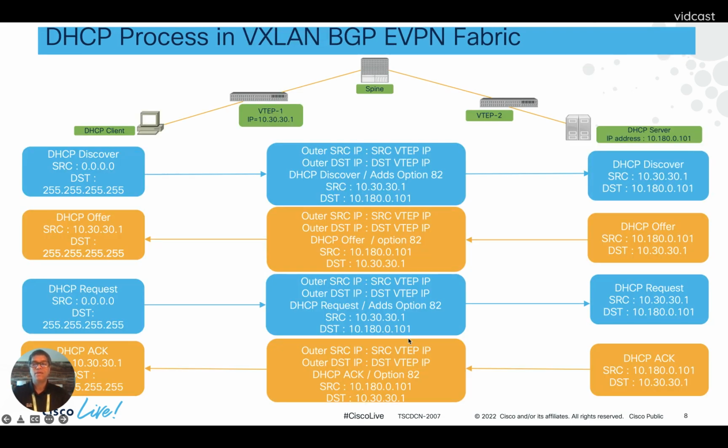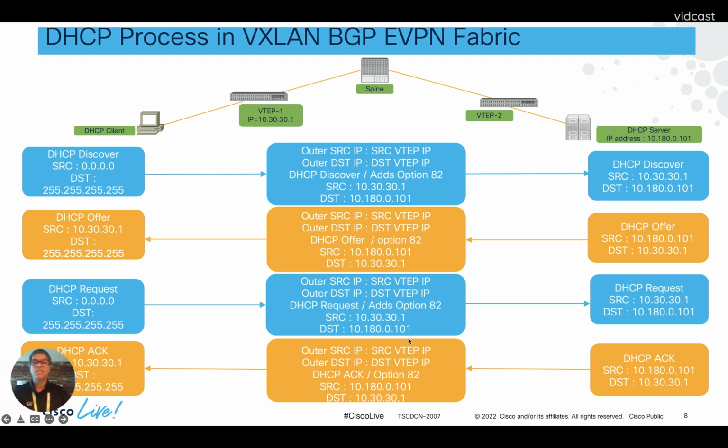In this picture, you can see that the DHCP client on the left sends a DHCP packet, source IP all zero, destination IP 255. The packet comes to VTEP 1. VTEP 1 is going to encapsulate that DHCP discover packet and add option 82. Now, what is option 82? Basically, it is information about VRF, L2VNI, and the subnet. It's encoded into the DHCP discover packet as it goes to the DHCP server. I'm going to talk more in detail about DHCP option 82 in the upcoming slides.